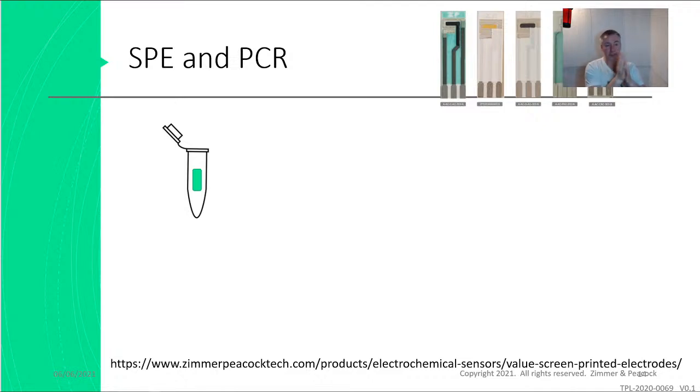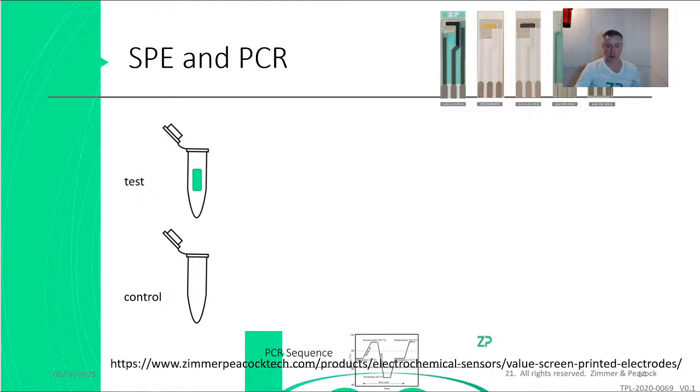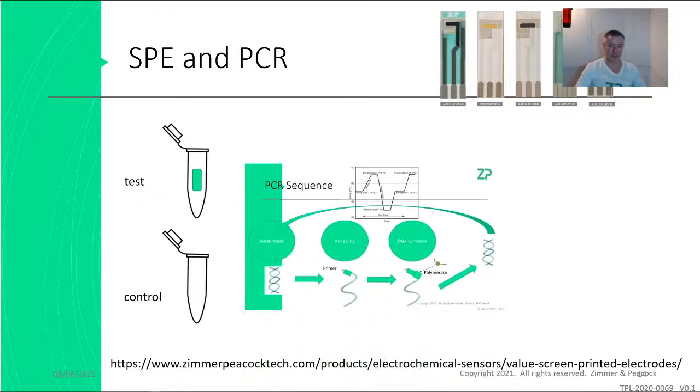So our intention is actually to move the PCR reaction onto the screen printed electrode, but before we do that, we'll screen the materials to make sure that they're compatible by just taking a tube, putting in some screen printed electrode, that's the test, and then we'll run a control where we don't put in the screen printed electrodes, and we'll put them both through PCR.